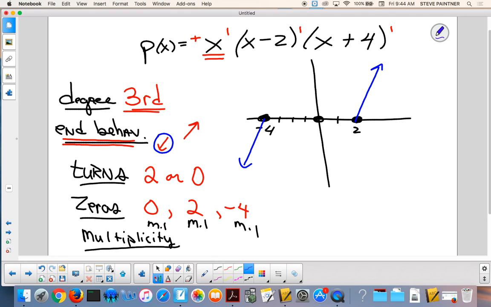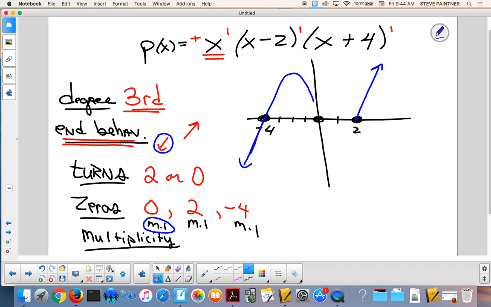Now, the rest of the graph is all about multiplicity. You ready? When you hit -4, do you bounce or go through? Look right here. Go through. So I'm going to go through. And now I got to curl the corner and come back and hit the next 0. But the question becomes, do I bounce or go through? Go through. Right here. Multiplicity 1.